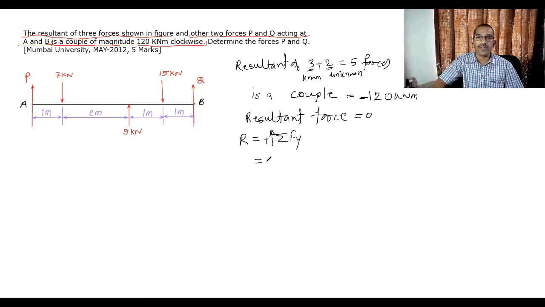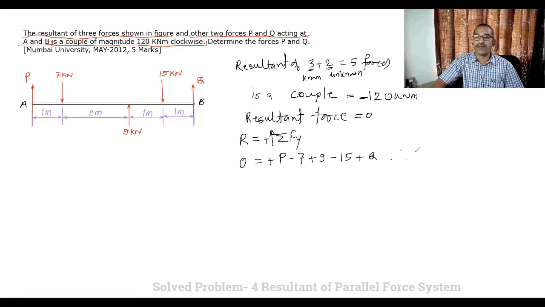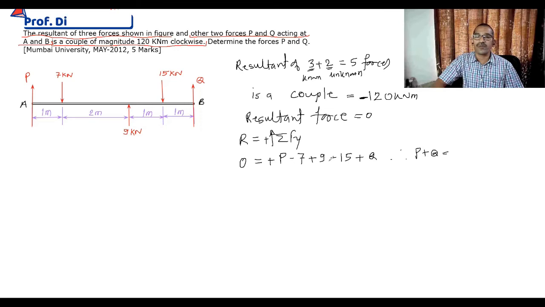Upward means positive. P is upward, so plus P. 7 is downward, minus 7. Then 9 is upward, plus 9. Next is minus 15. Q is acting upward, plus Q. The resultant is 0. From this we get the first equation: P plus Q equals 15 plus 7, which is 22, minus 9, which is 13. Equation number 1. This is one equation between P and Q.